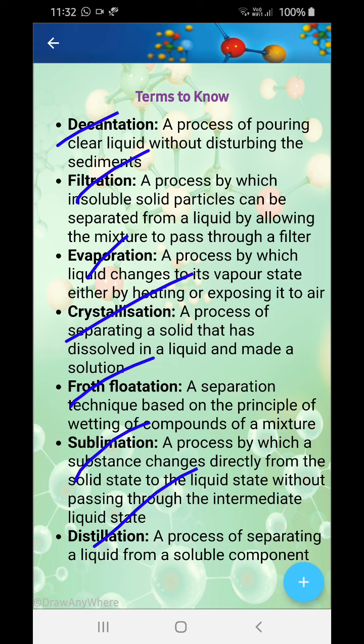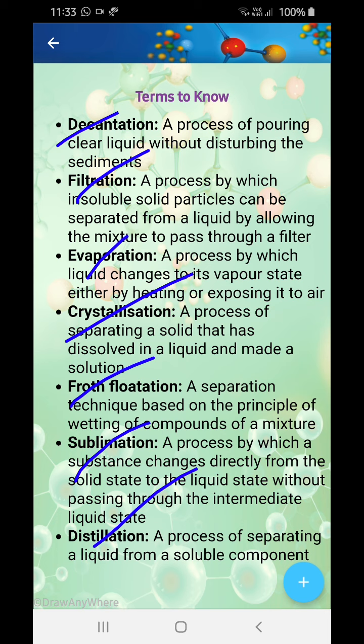Okay, evaporation, the process by which the liquid changes into vapor state either by heating it or exposing it to air. This is a huge disadvantage, that the liquid over here gets evaporated. Okay, and the solid is left behind and there you separate.